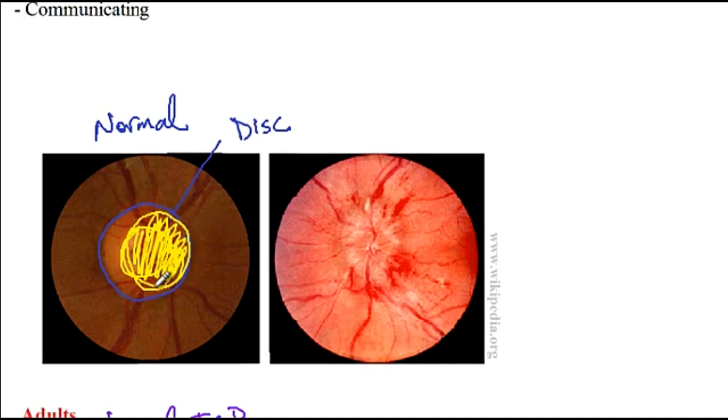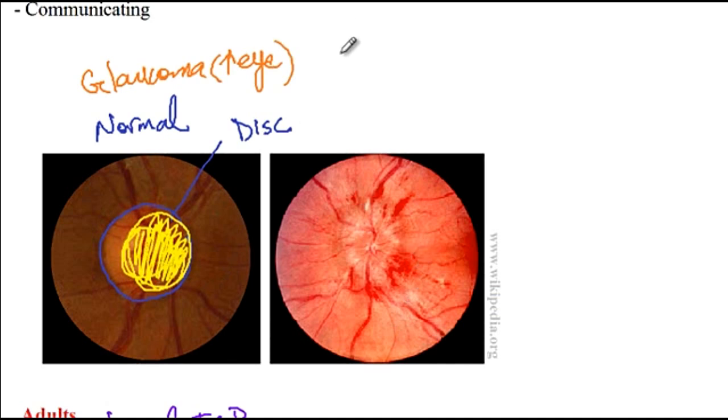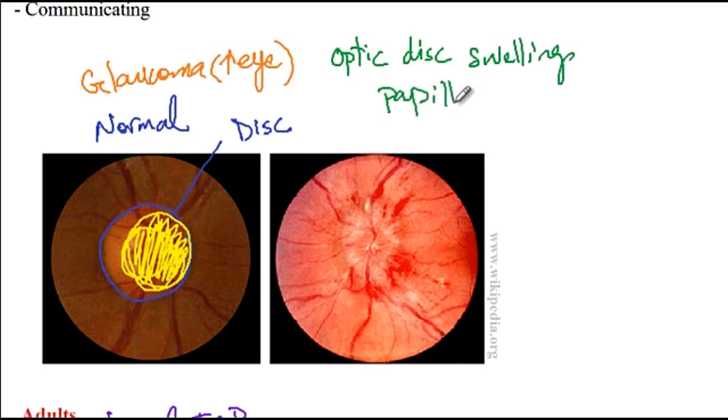And so you usually will see very narrow space between the optic cup and the optic disc. And so this condition is referred to as glaucoma, which means that there is an elevated pressure inside the eye. So with glaucoma, there is an increased pressure inside the eye, which will push on the optic disc and make it larger than it normally is. Versus the image on the right, where there is an optic disc swelling, the other name for which is papillary edema.